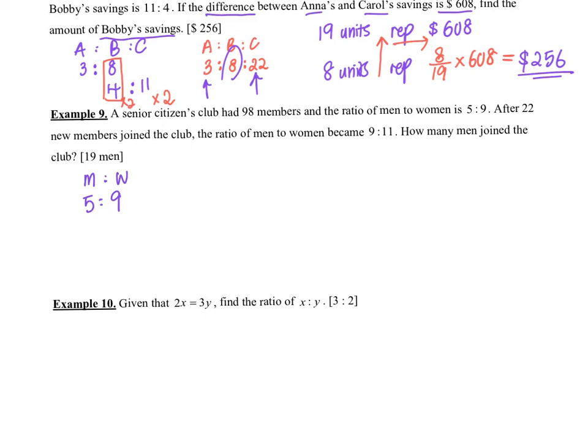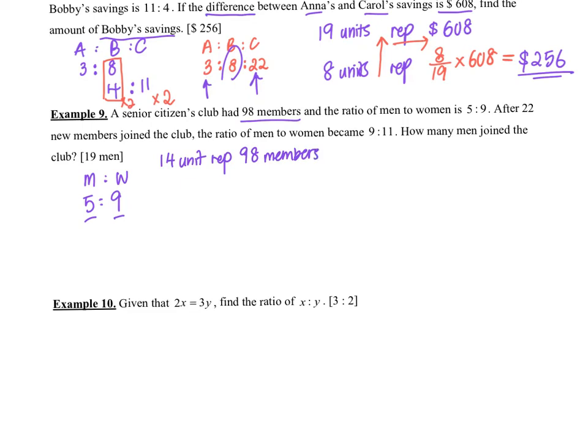So now if we have a total of origin is 98 members. Now this one over here has 5 units and 9 units. The total is 98 members. So how do we get the total number of units? That would be 5 plus 9, which gives you 14. So we know that 14 units represent, not equal, okay, not equal, 98 members. One has no units, the other one is just members, right?